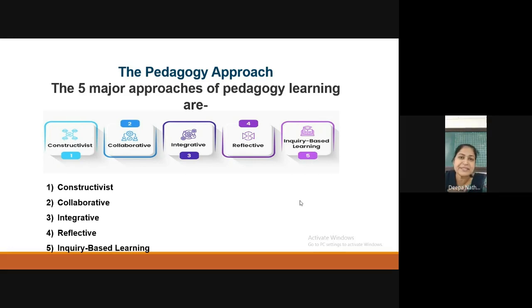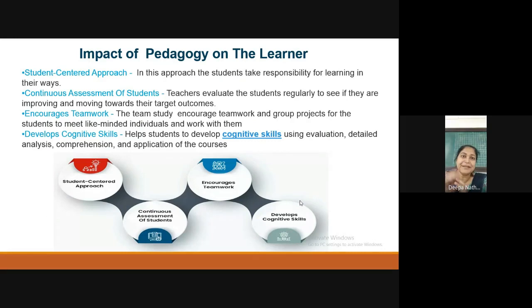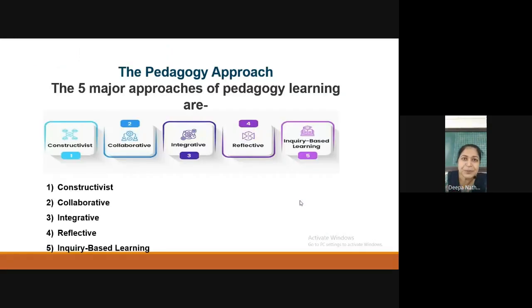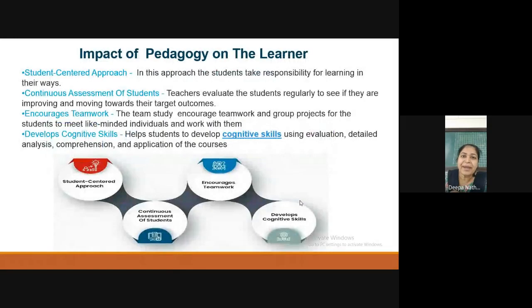So these are the five basic approaches: constructive, involve the child; collaborative, let them work together; integrative, let the educator bring together; reflective, evaluate your own self; inquiry based. Inquiry based will go with a higher set of students, who on their own solve this and come back to us. Inquiry builds curiosity in them. Thank you.